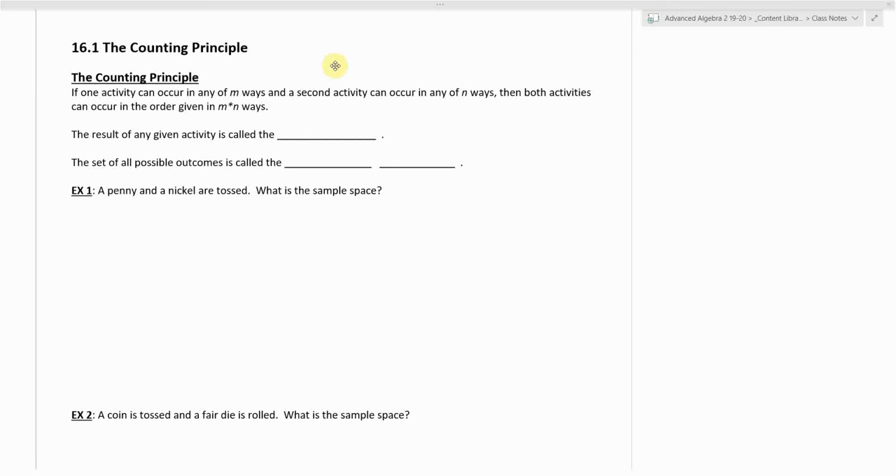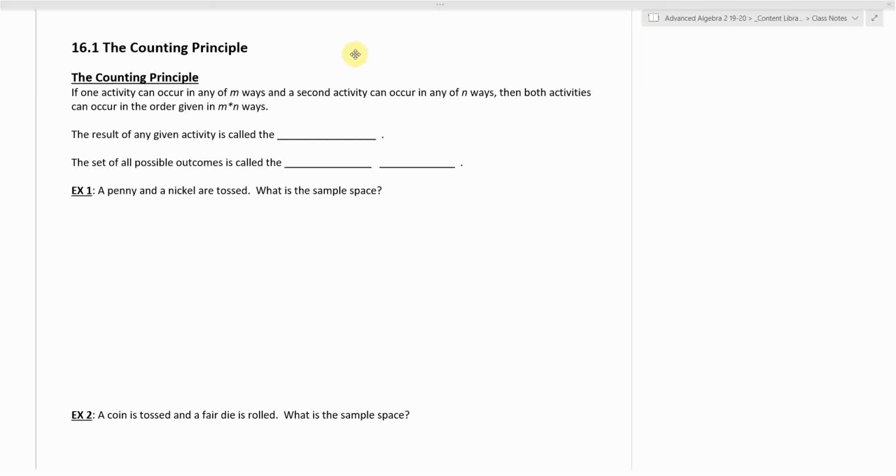Probability can be a really confusing and counterintuitive area of study at times. So be patient with yourself. Ask me questions as you need to, and hopefully we'll be able to do fairly well and be comfortable in this chapter. So let's start with the most important basic idea here, called the counting principle.